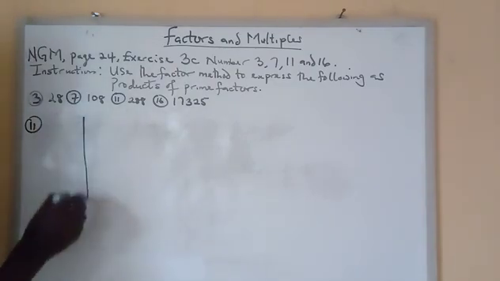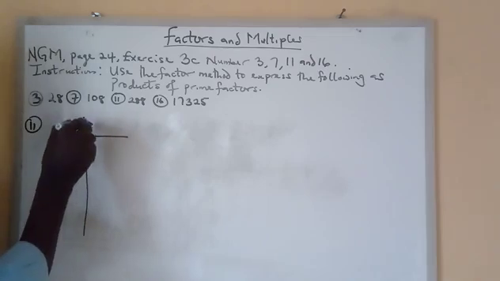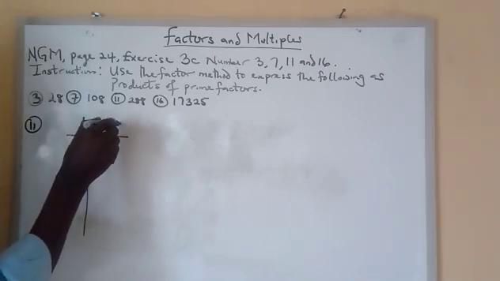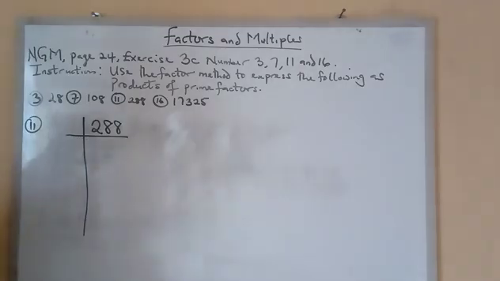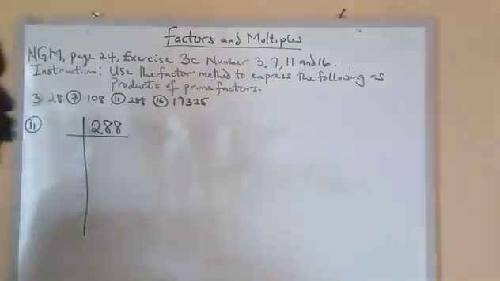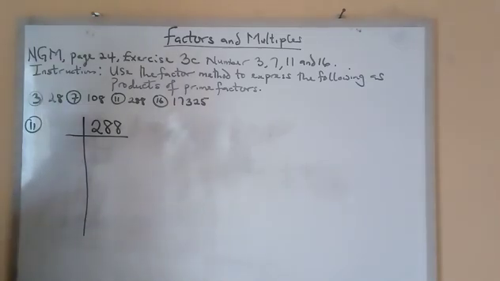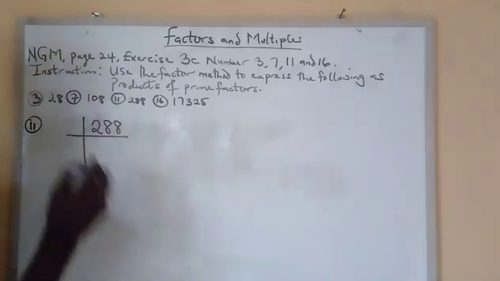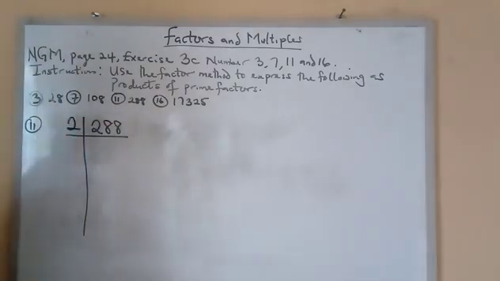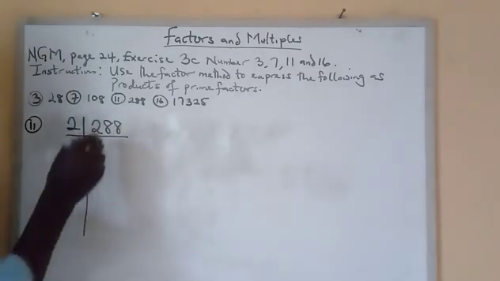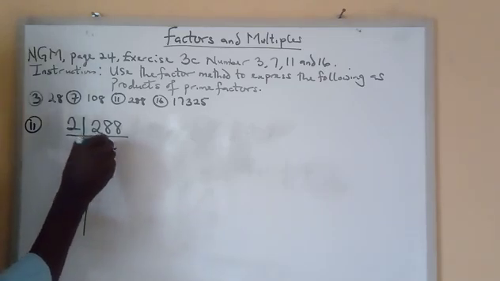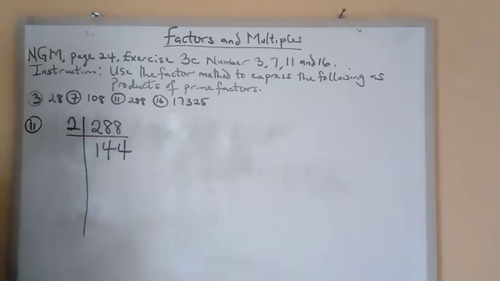Firstly, we draw the line and we put the number there, 288. As we have done for the first one, we ask ourselves, can we use 2? Yes, we use 2 because 2 is a factor of 288, and it is also a prime number. So 2 is a prime factor of this number. 2 into 288 is 144, 2 into 144 is 72. We can still use 2, 2 is still a prime factor.